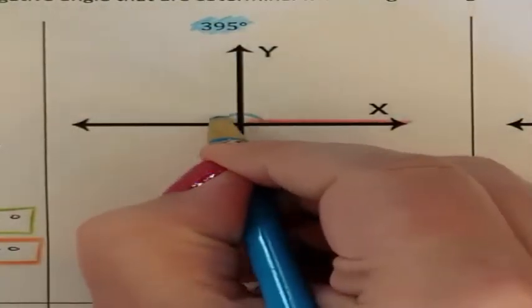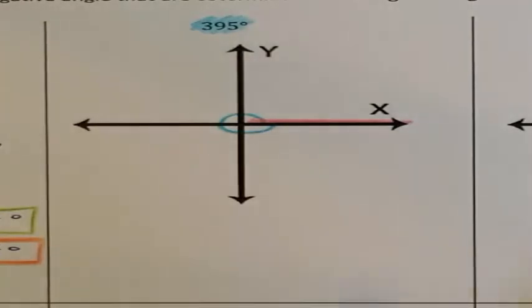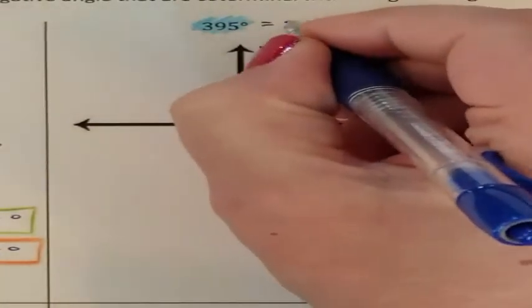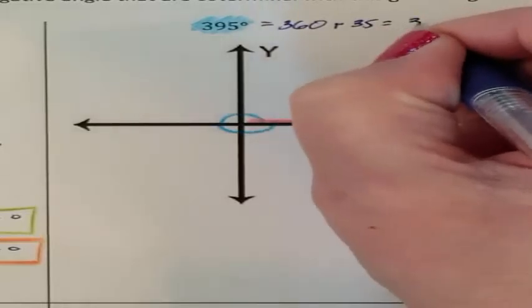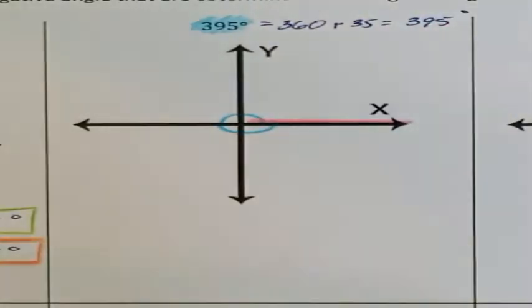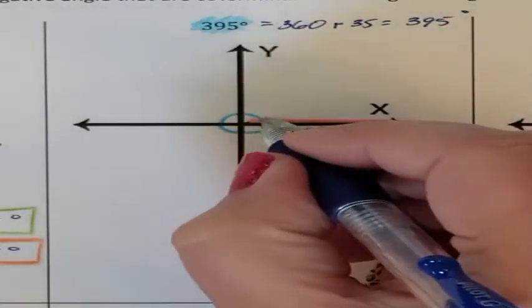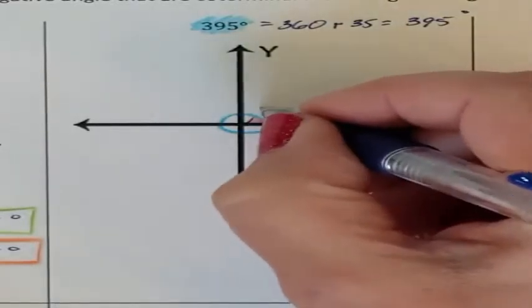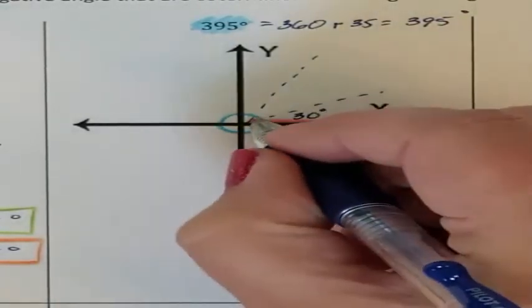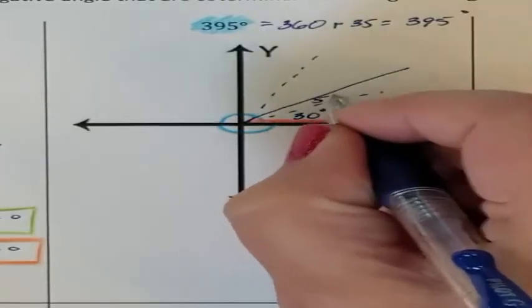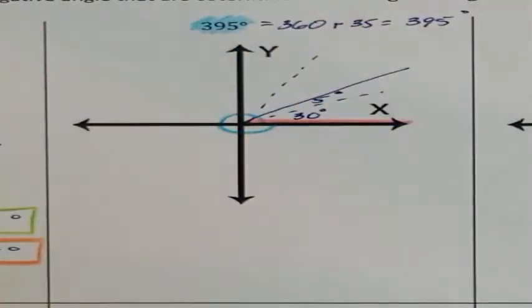So I know that he already went all the way around, so I'm already at 360 degrees. I need to go another 35 degrees to get to my 395 degrees. So that meant I needed to split this into 30-degree segments. This is going to be a 30 degree, and then I need to travel just a smidgen more, 5 degrees, to give me that 35.